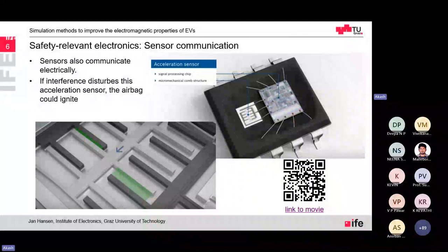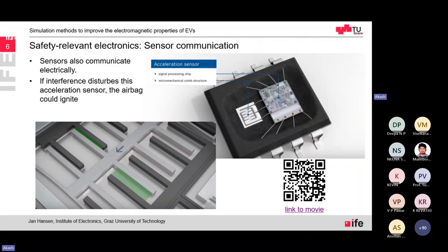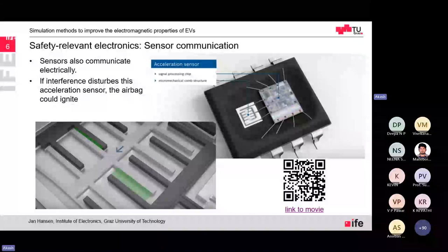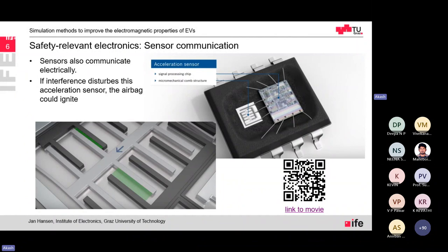And this is a very sensitive structure. So you have these bond wires here, and there's a very tiny structure. This is about the size of 4 micrometers. So a very tiny structure, thinner than a hair. And when the vehicle moves, then the distance between these changes, and there's a little current induced into these structures. The current flows over here and tells the sensor something is going to happen.